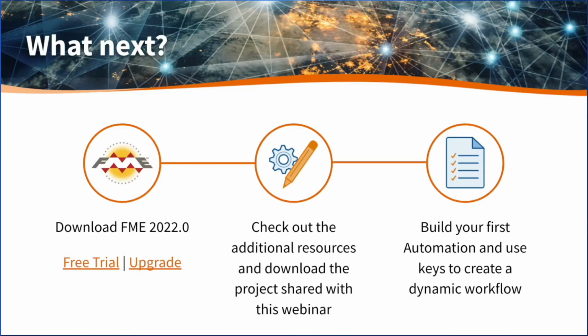So what next? If you want to jump into this, we highly recommend downloading the latest version of FME so that you can take advantage of the manual trigger and the split merge block. Please check out additional resources on the community and download the project file for FME Server that contains the automation and the workspaces that we demonstrated in this webinar. That will be available afterwards. Then you can build your first automation based on what we've shown today using keys, and take advantage of dynamic workflows.